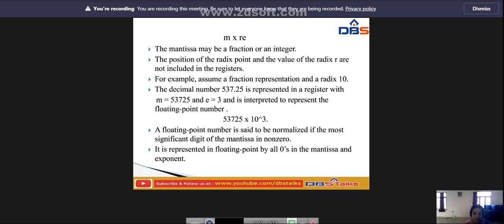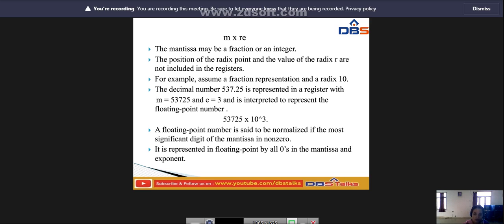For example, assume a fraction representation and a radix 10. The decimal number 537.25 is represented in the register with m equal to 53725 and e equal to 3, and it is interpreted to represent the floating point number 53725 times 10 to the power 3. So this is how I am representing it. Whenever I represent it like this, after multiplication our value will be 537.25.